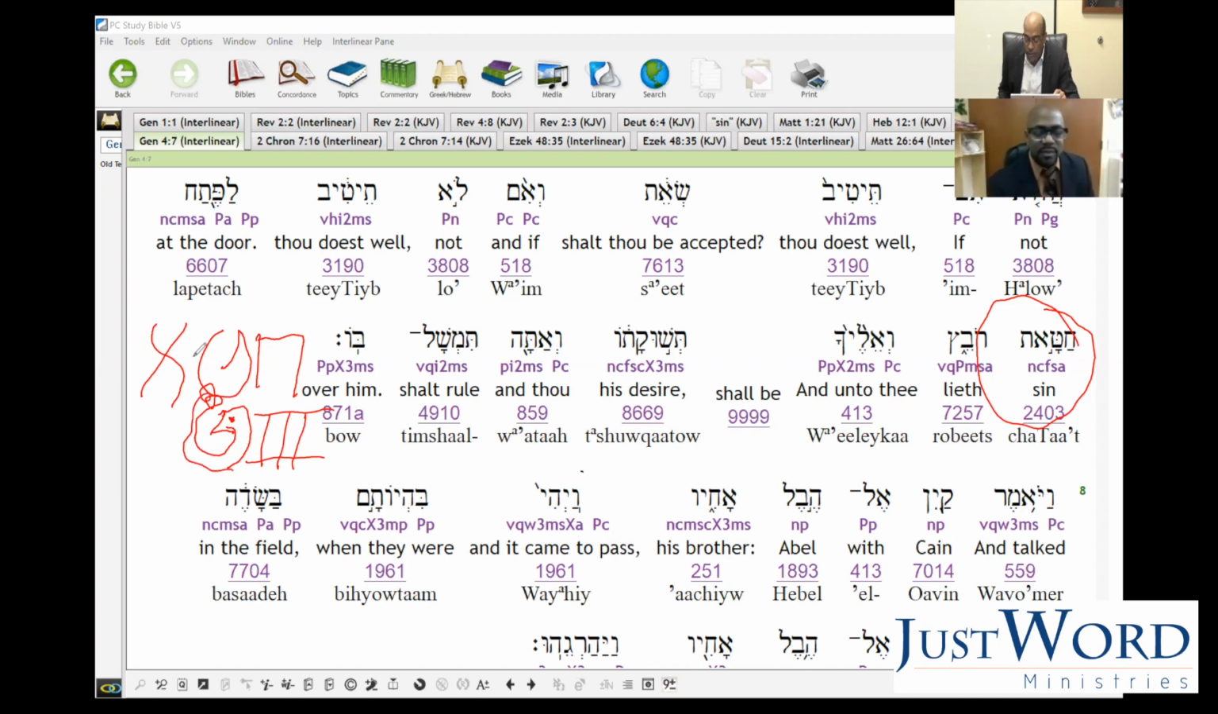The next letter is the letter aleph, which was a picture of an ox. Ox speaks of one of two things. It speaks of strength. And it also speaks of I. Me. So when you look at sin, God's picture of sin, I'm going to go back to the whiteboard. Sin was a picture of offense.